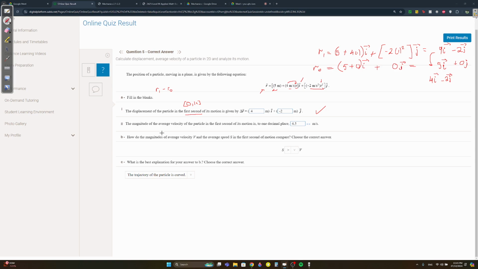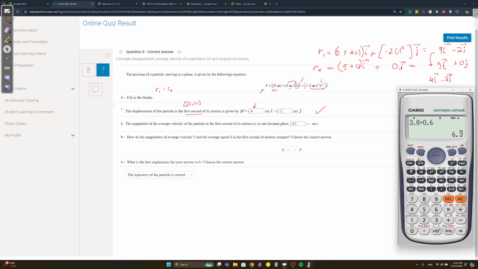The magnitude of the average velocity in the first second of motion. How do you find the magnitude? Just do 4 squared plus minus 2 squared. Let me do this because I got the answer wrong when I was solving. 4 squared plus 2 squared, 4.5. Okay, yeah.